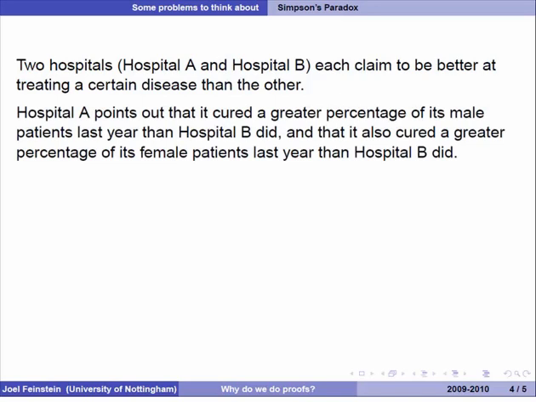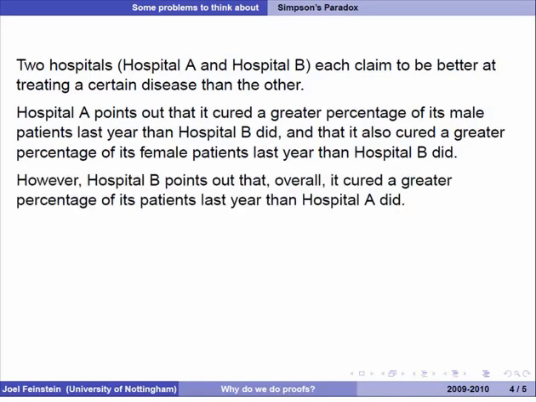So you've got these two hospitals, Hospital A and Hospital B. Hospital A says, we cured a bigger percentage of our male patients last year and a bigger percentage of our female patients last year of this particular disease. And Hospital B says, well, that may be true, but we cured a higher percentage of our patients than you did. So, not a trick question.